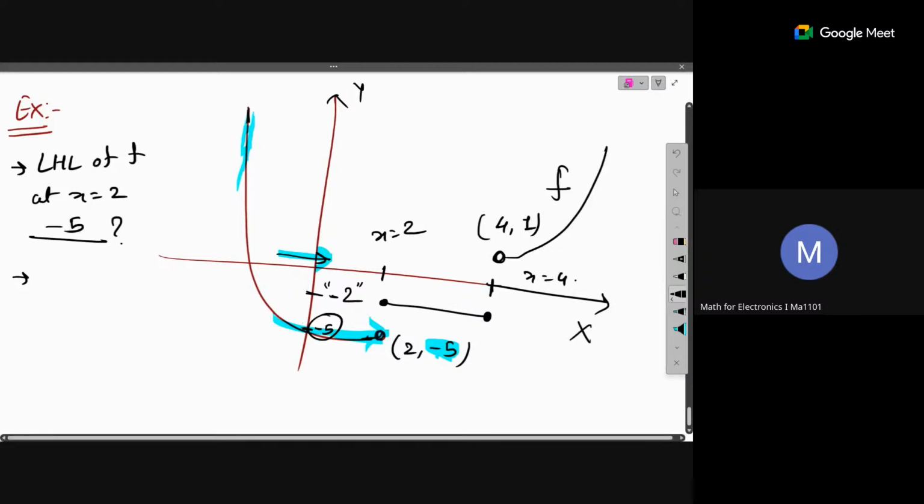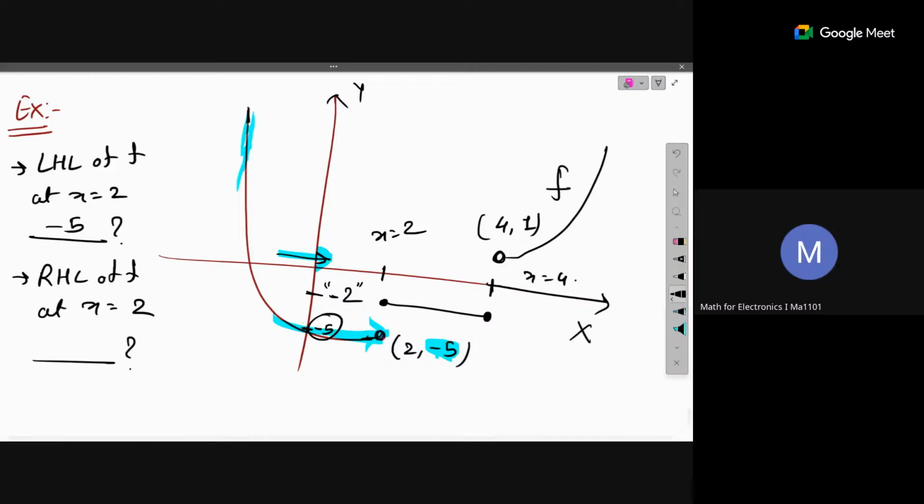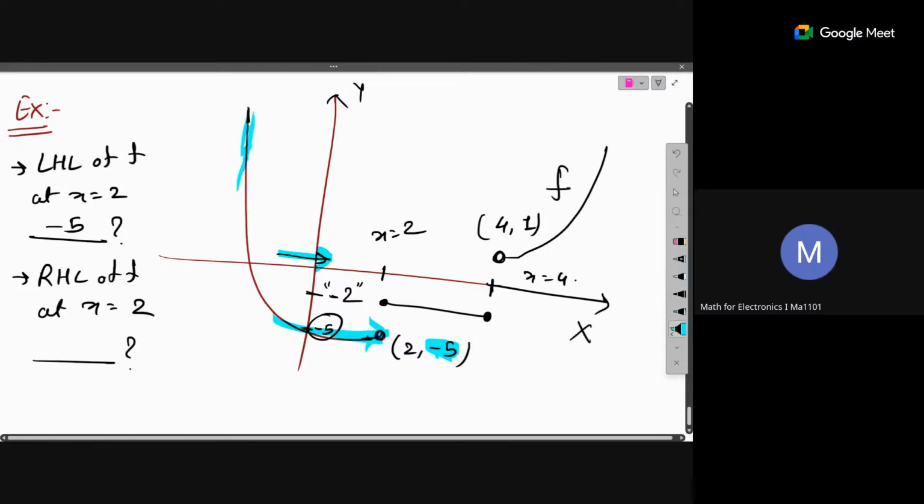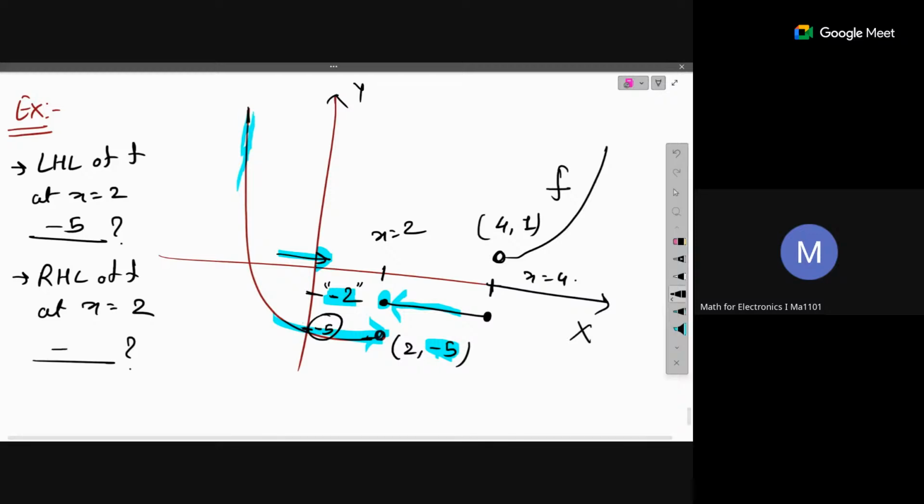Okay. Now what will be the right hand limit of f at x equals 2? What will be your answer? You have to find that point where the function is getting closer and closer. -2, correct? Because we are approaching from the right hand side, and the value of the function is getting closer and closer to y equals -2. So the right hand limit of the function at x equals 2 is nothing but -2.